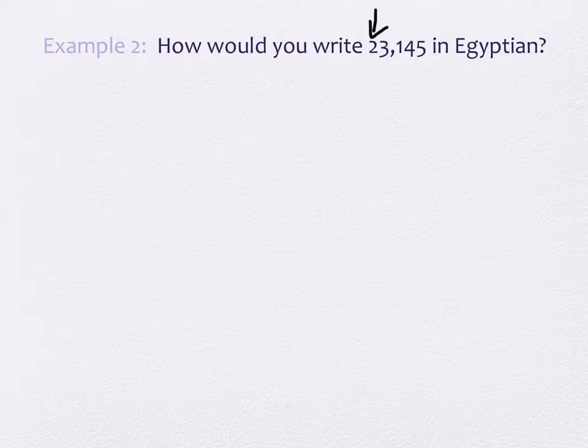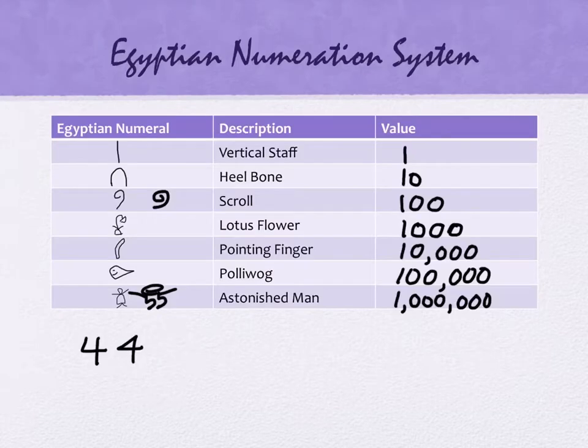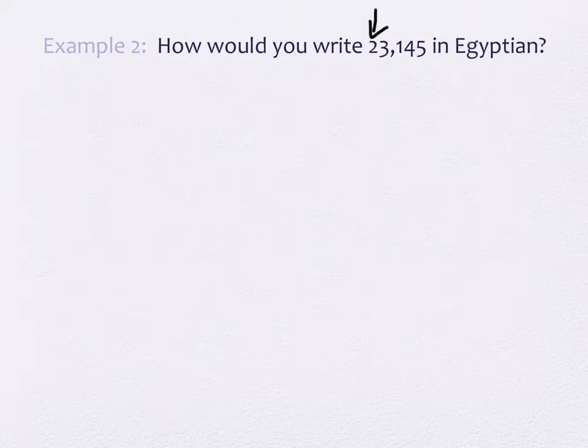This 2, what is the place value that the 2 is in our system? Like, what would we call that? The 10,000s place. And what symbol in their system is worth 10,000? The pointing finger. So how are we going to represent the number 20,000? 2 pointing fingers. So draw yourself 2 pointing fingers. I promise I won't judge your artistic ability. Make it look like I can tell which symbol it means and we'll be okay.